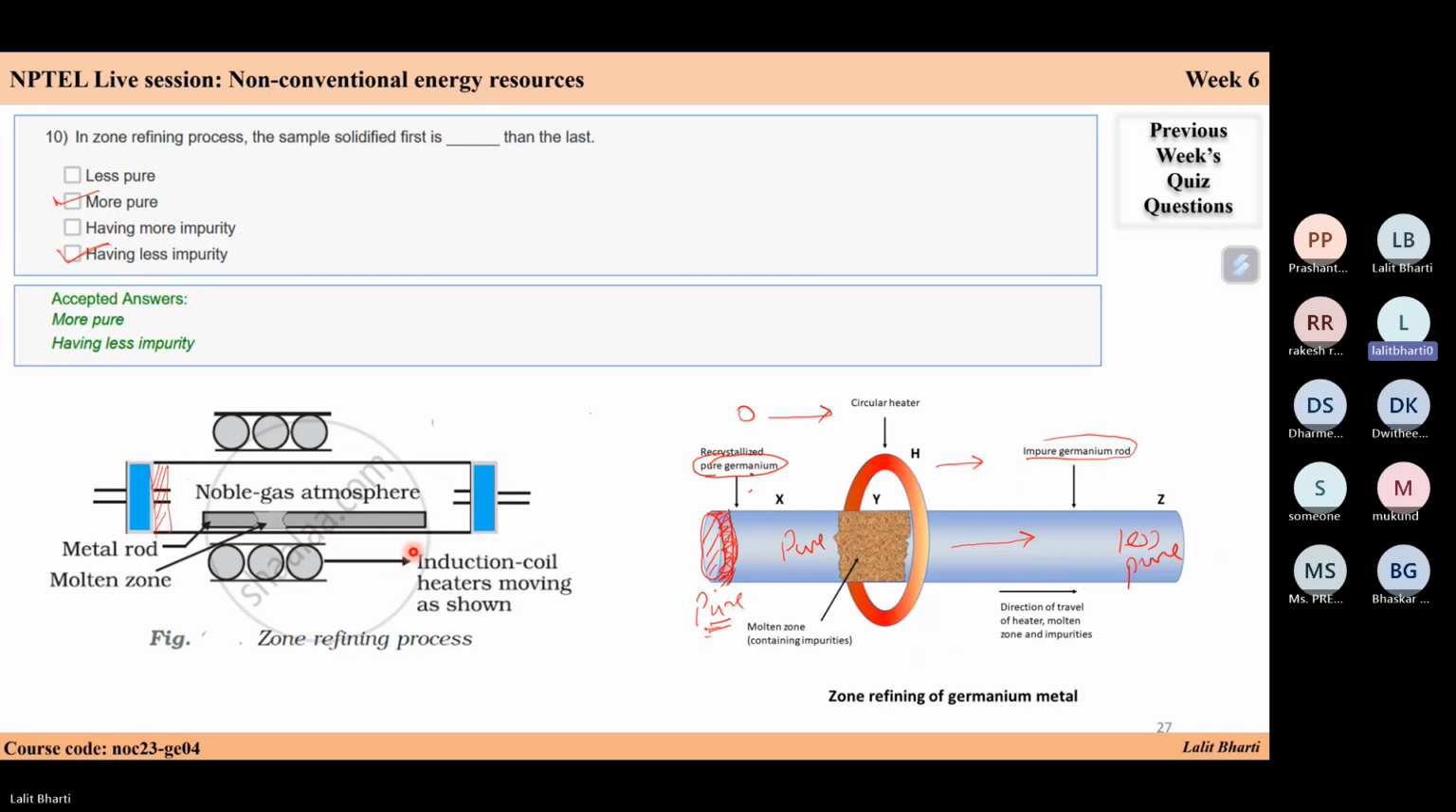Then we have, in zone refining process, the sample solidifies first, blank, then the last. So this is your zone refining process. This is for the case of, let's say, germanium. So we have metal rods here, and we have induction coils here. This is the case of germanium. So this is a less pure region. This is a pure region.